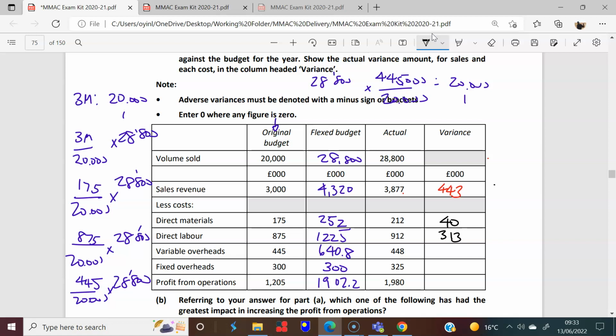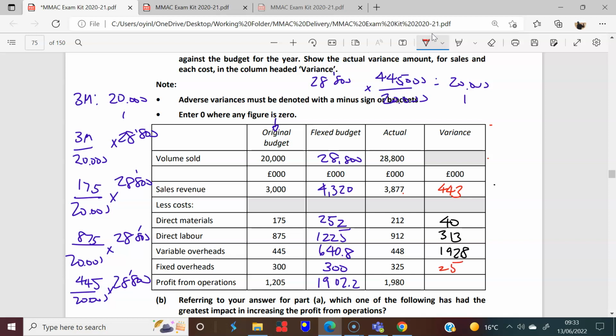You were to spend 640.8, but you spent 448. 640.8 minus 448 is 192.8, so that's favorable. You were to spend 300, but you spent 325, so that's adverse. I'll just change my pen color just for that one. And that's adverse, it's 25.